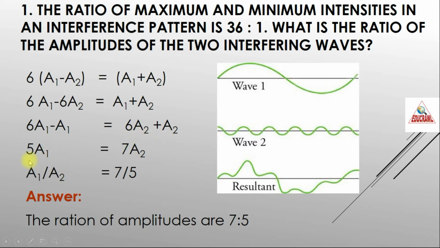Hence simplifying, 5A1 is equal to 7A2. We are supposed to find the ratio of A1 divided by A2. Hence, A1 by A2 is equal to 7 by 5. So, the ratio of the amplitudes are 7:5.